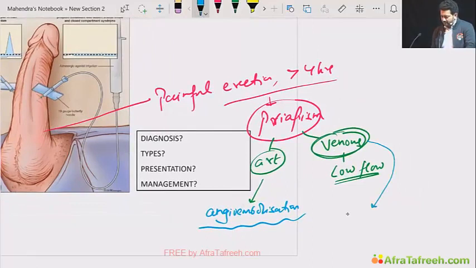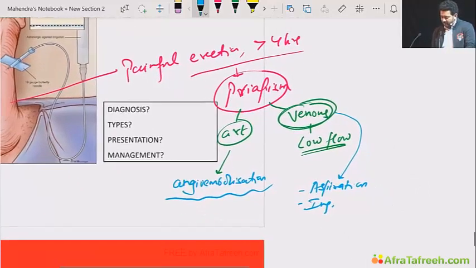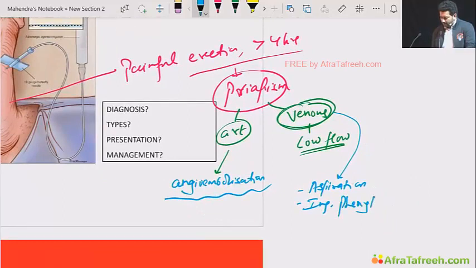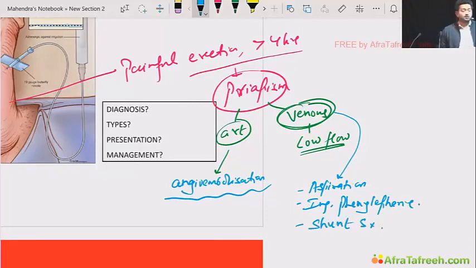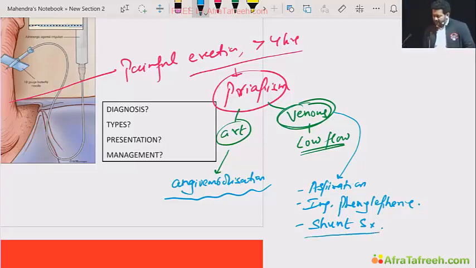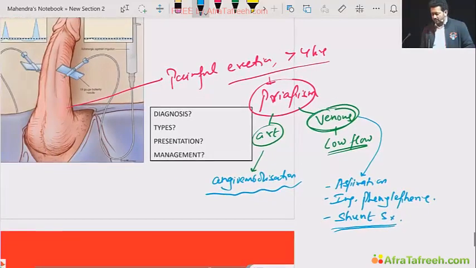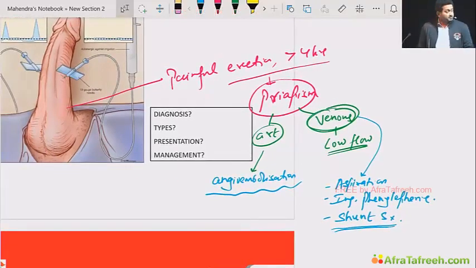In the venous type, initially you will do aspiration of the blood. Then you can give injection phenylephrine. Then you can do the different shunt surgeries. You can create the shunt between the corpora cavernosa and the corpora spongiosa, between the corpora cavernosa and the saphenous vein, or between the corpora cavernosa and the dorsal vein of the penis. In shunt surgery, you give some way for that venous blood to go back into the circulation, otherwise it will lead to permanent damage in the corpora cavernosa.